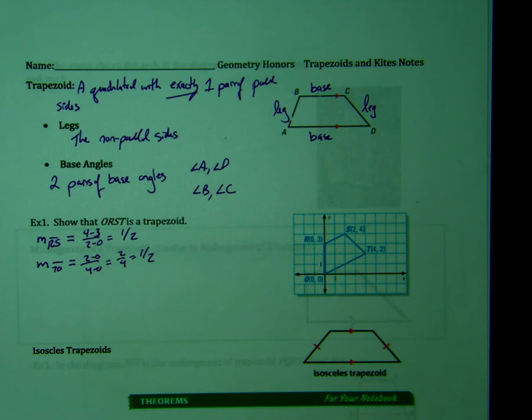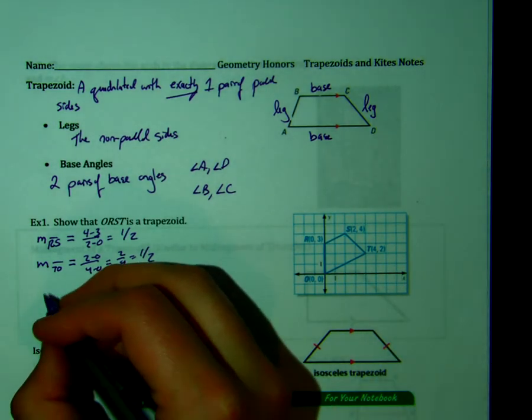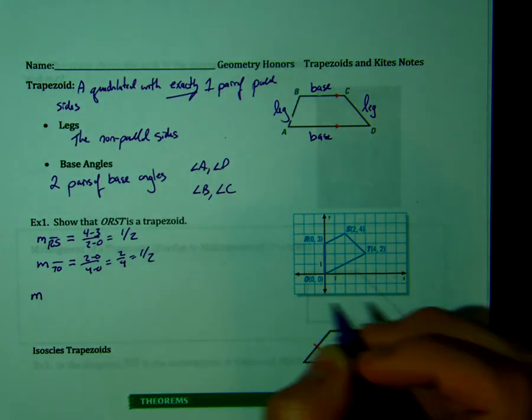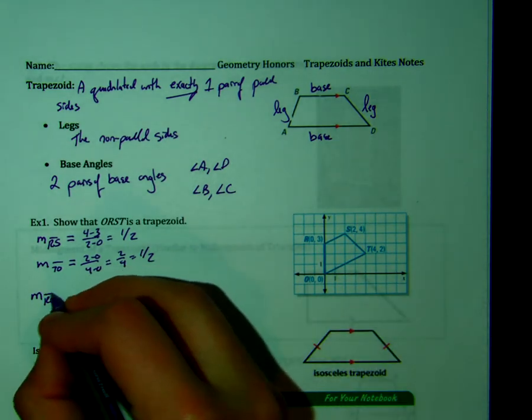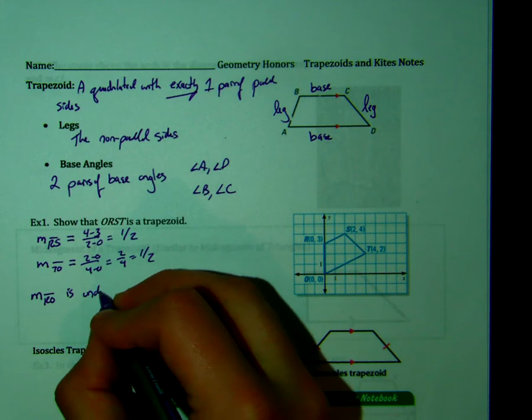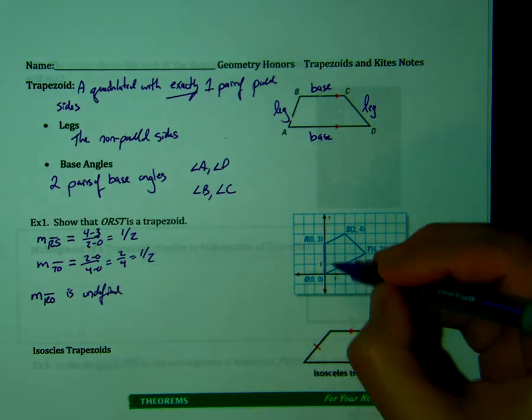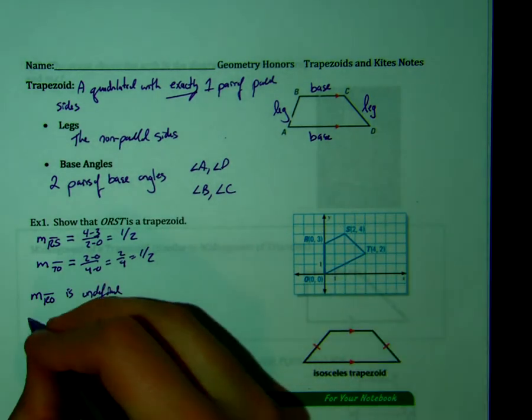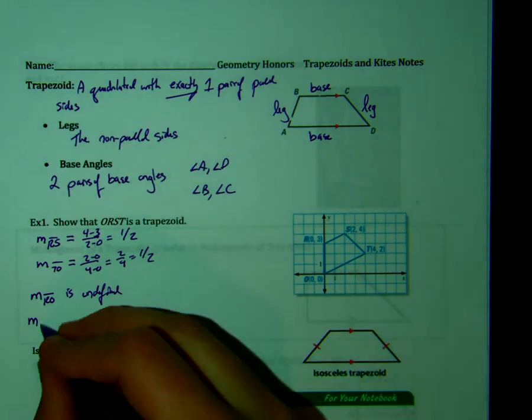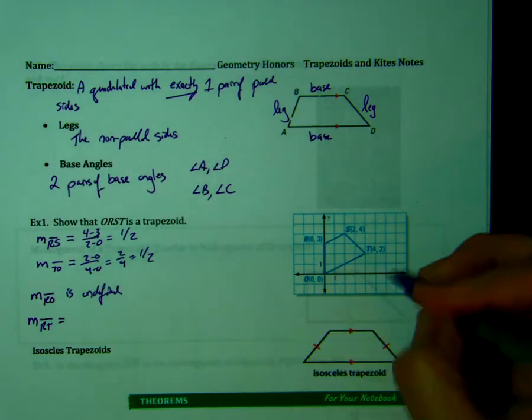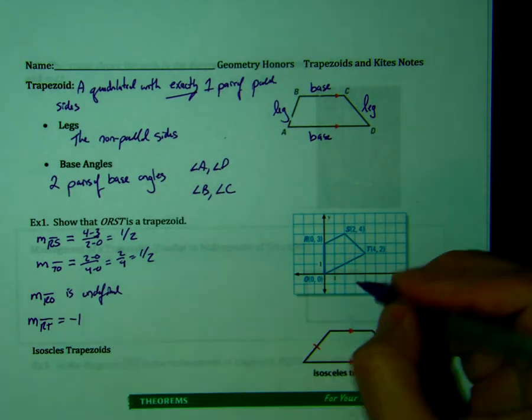That's actually not enough, because it could be a parallelogram. Clearly, looking at it, it's not, but bear with me here. The slope of RO is undefined, meaning it is a vertical line, and the slope of RT, just looking at it, I'm going to see has a slope of -1.